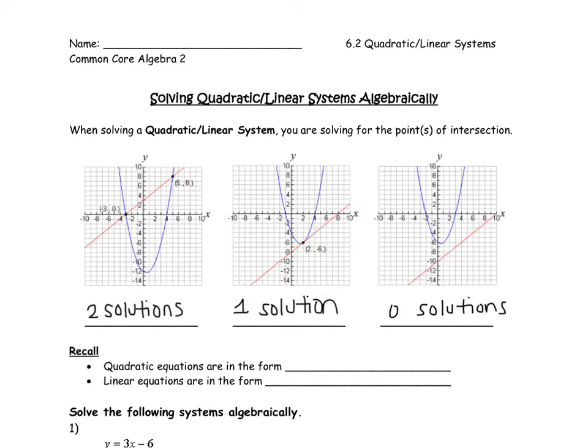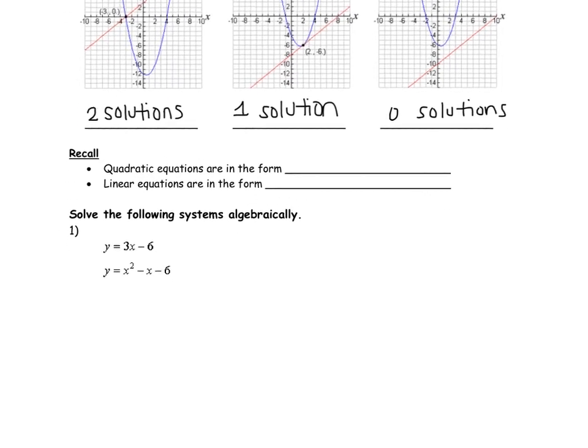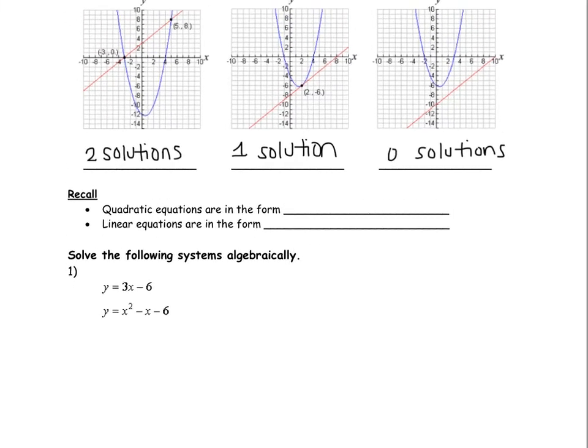All right, this is a little bit different than solving linear systems of equations because now we're going to have two different types of equations in our problem. So just recall where it says quadratic equations are in the form, I want you to write y equals ax squared plus bx plus c. This should be familiar to you. All quadratic equations would be in this form, and all lines are in the form y equals mx plus b. It's important to know what you're doing, not just go through the motions.